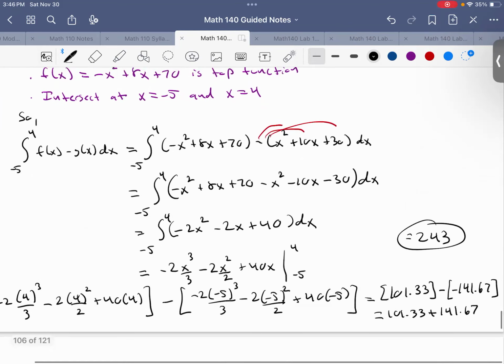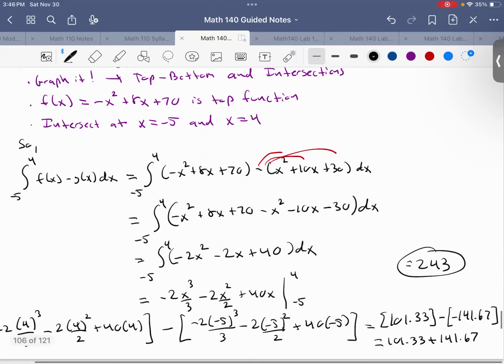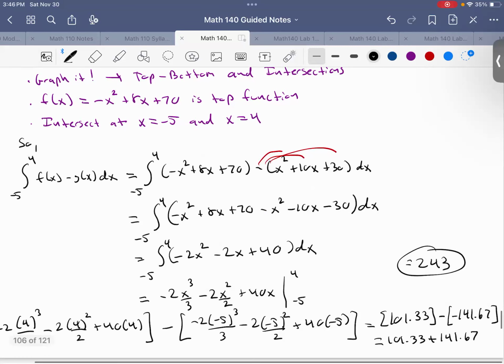Okay, so that's it. That's 6.1. That's the last content for this class. The last bit of content was area between two curves.